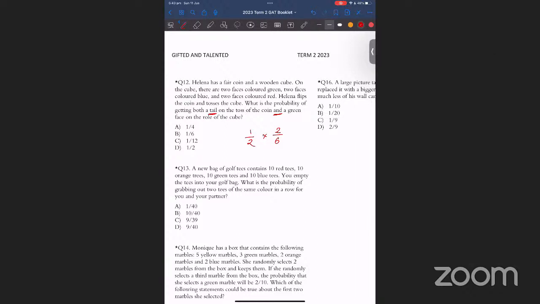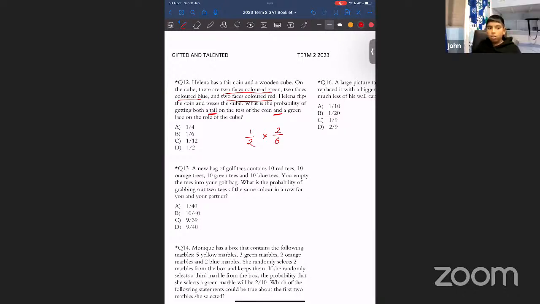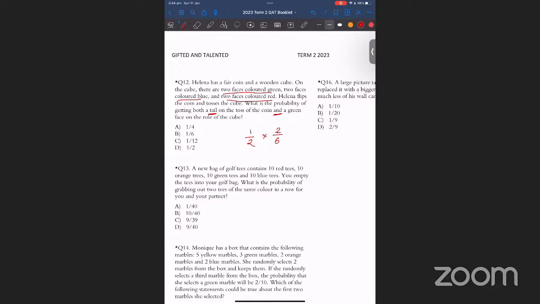The question says a cube, and if you know your cubes, it has 6 faces. They say that there's 2 greens, 2 blues, and 2 reds. Quite often, the questions that I'm having to repeat is because you guys are not reading the question carefully, right? So there's 2 greens and a total of 6 faces. So the probability of getting a green is 2/6. Do you guys understand?